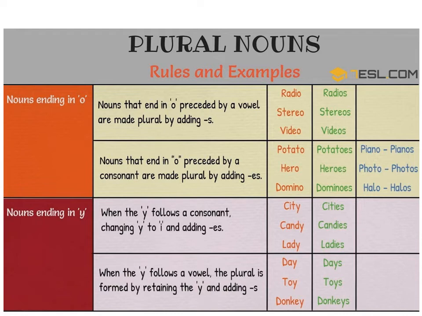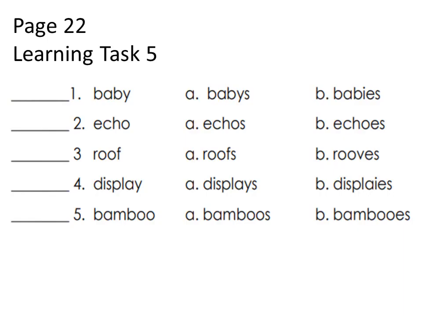Why? Because the letter before the Y in day is A, and A is an example of a vowel like A, E, I, O, U. So we just have to put the S: days. The next ones are toy, toys, donkey, donkeys.